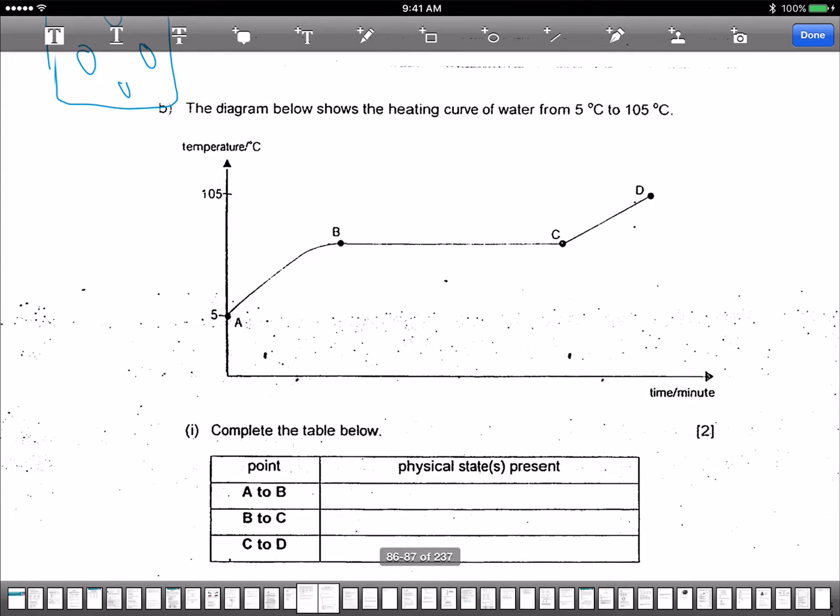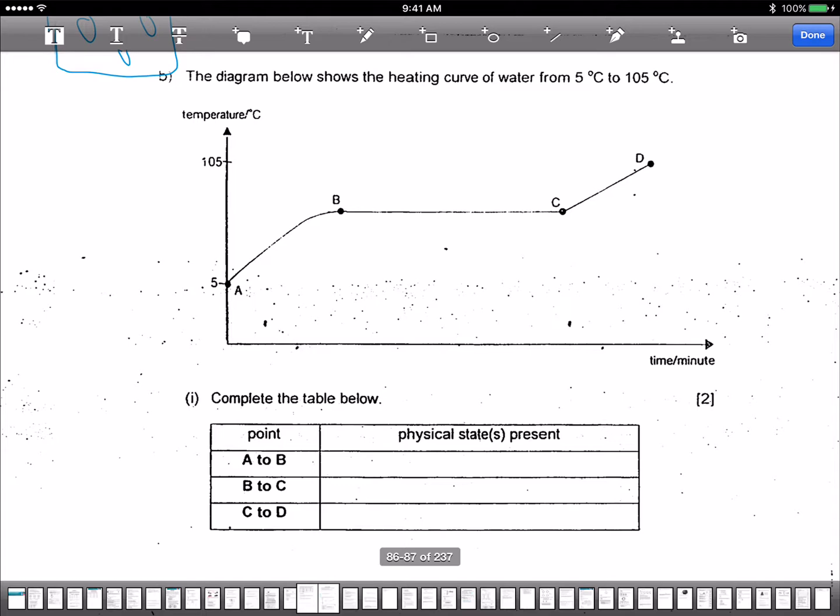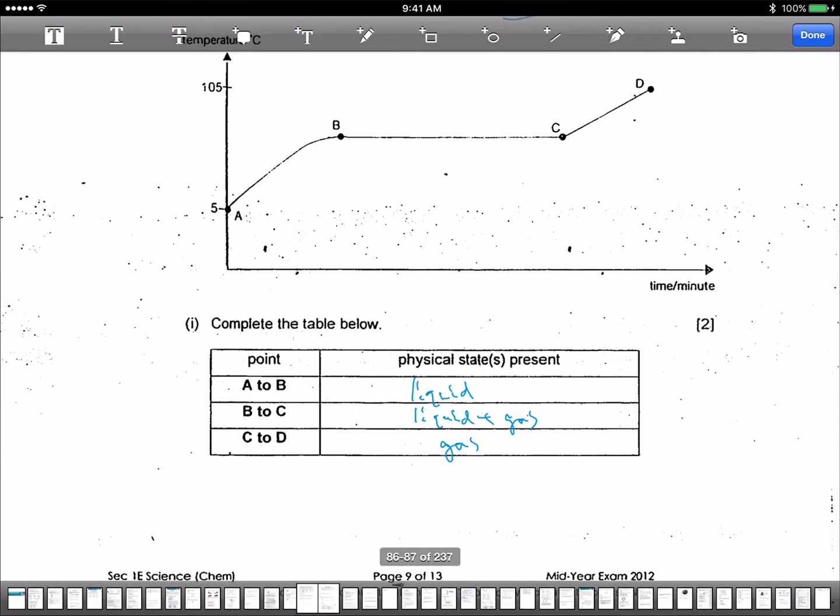Next, we have a heating curve from 0 to 105. Complete the table. What's point A to B? This is water, right? So at 100 degrees Celsius, this has got to be liquid. A to B is liquid. B to C, liquid plus gas. And then C to D, gas. Okay, gaseous state. Right, this is under chemistry, kinetic particle theory, which is not too difficult.